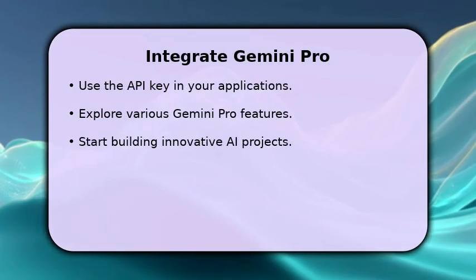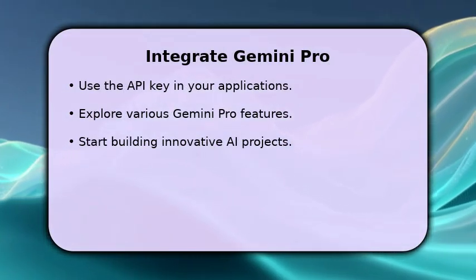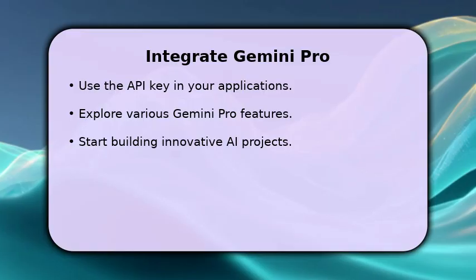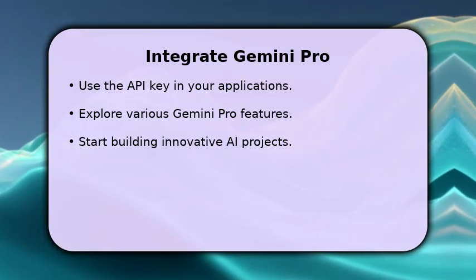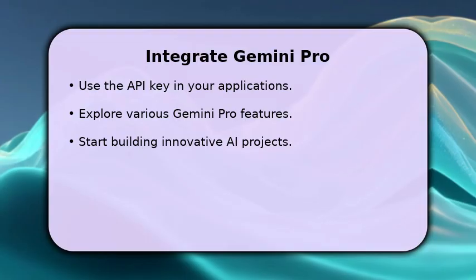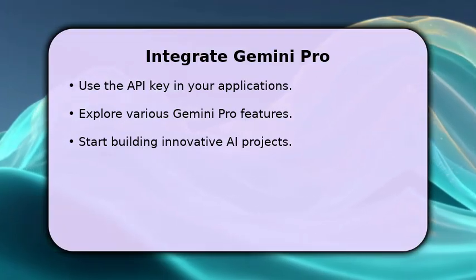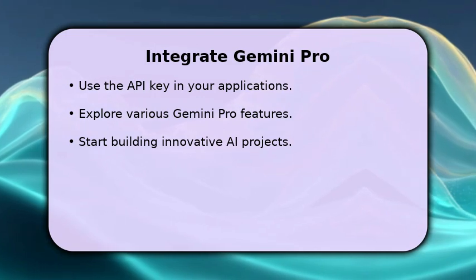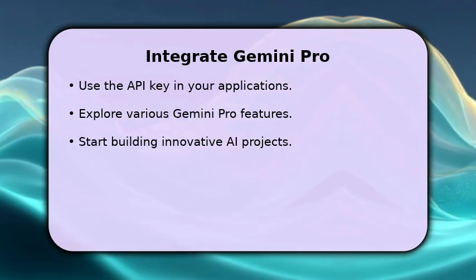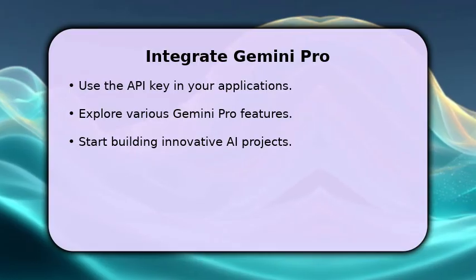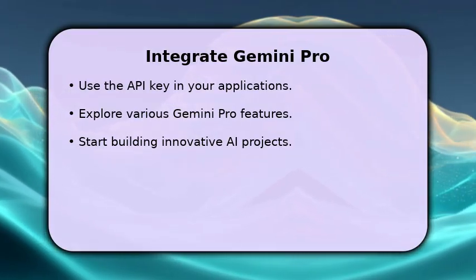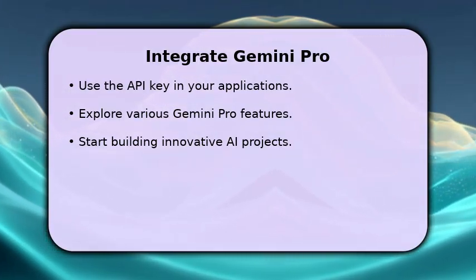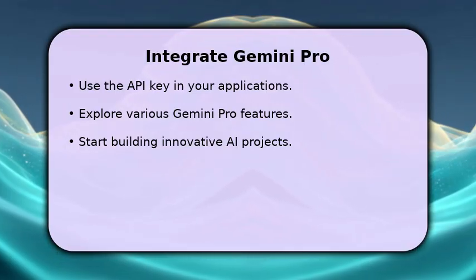Now that you have your API key, you can start integrating Gemini Pro into your applications and projects. The Google AI Studio provides documentation and examples to help you get started quickly. You can experiment with different prompts, fine-tune models, and explore the vast capabilities of Gemini Pro. It's an exciting opportunity to build innovative AI-powered solutions without any specific academic requirements.